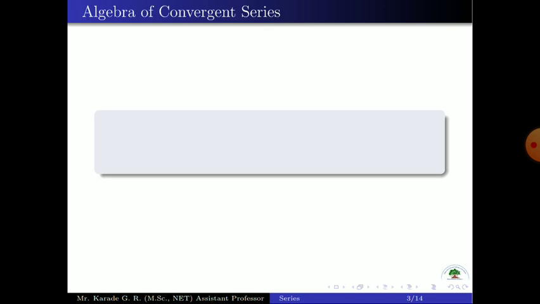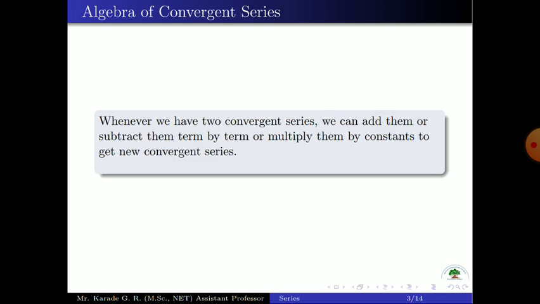So, algebra of convergent series. Whenever we have two convergent series, we can add them or subtract them term by term, or multiply them by a constant, to get a new convergent series. We get the formal statement of the result as follows.